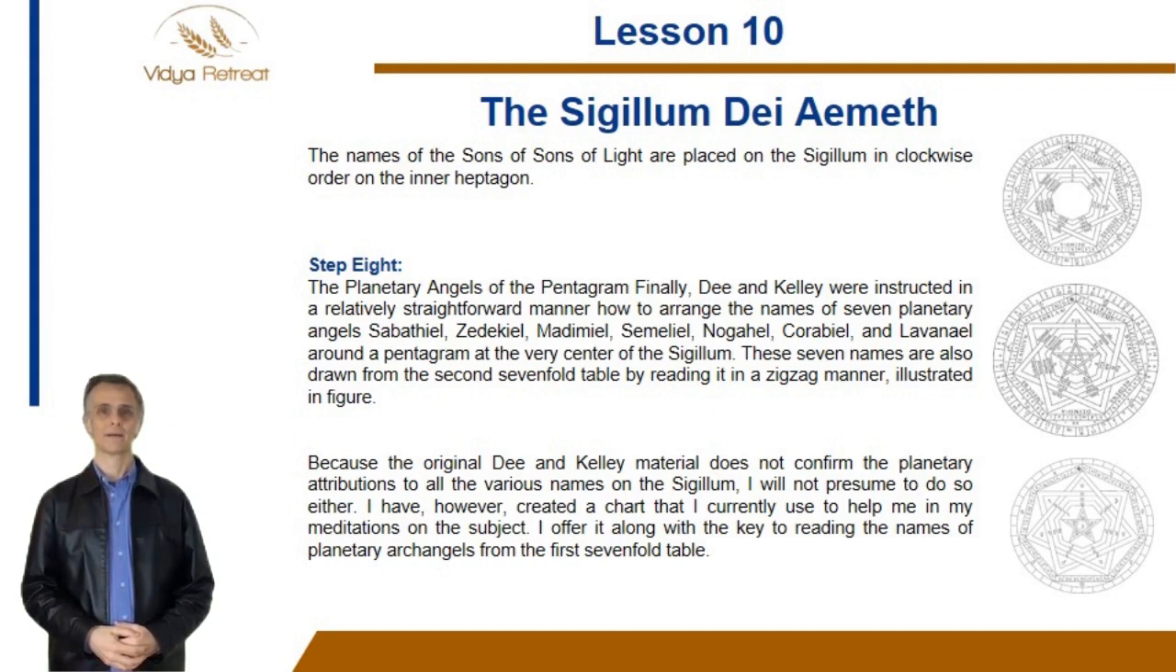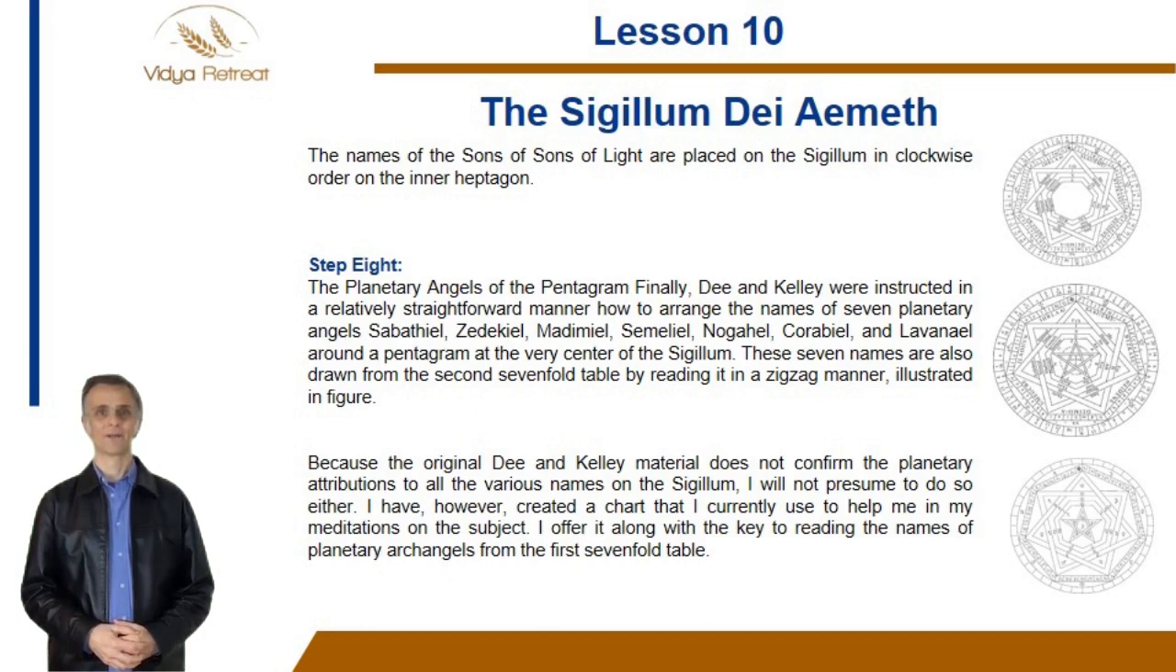Step 8. The planetary angels of the pentagram. Finally, Dee and Kelley were instructed in a relatively straightforward manner how to arrange the names of seven planetary angels: Sabathiel, Zedekiel, Madamiel, Semeliel, Nogahel, Corabiel, and Lavanael around a pentagram at the very center of the sigillum.